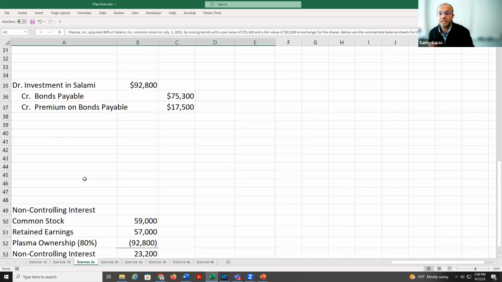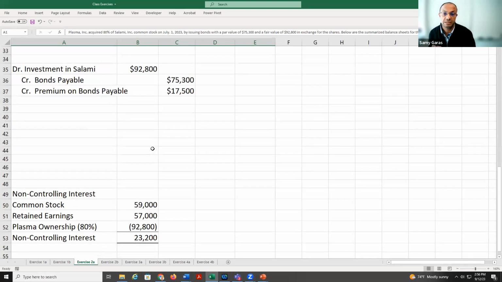And here the journal entry, we debit investment in Salami, but we don't credit cash here. We credit bonds payable by the par value. And the difference between the debit and the credit is the premium. So remember, the premium or the discount will not be given to you. You need to calculate it.